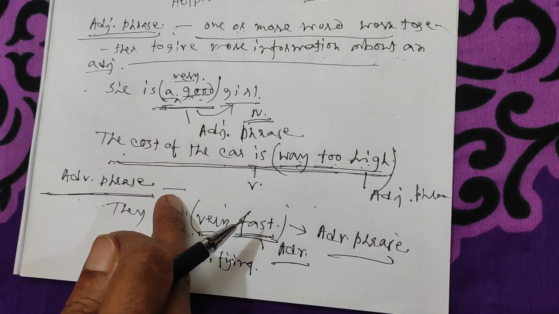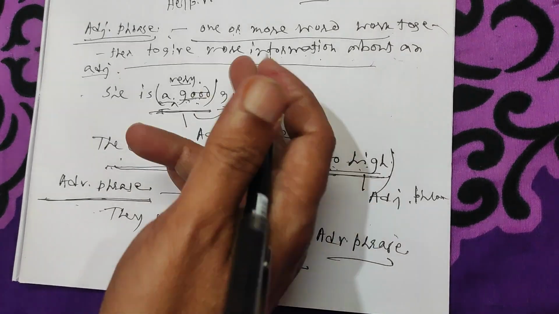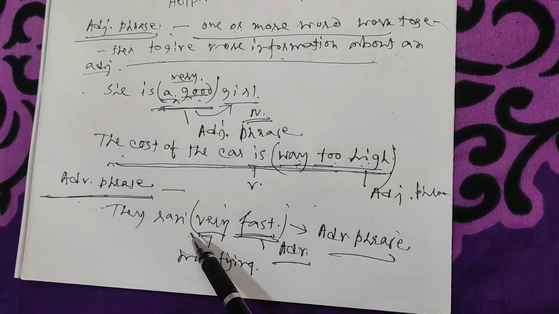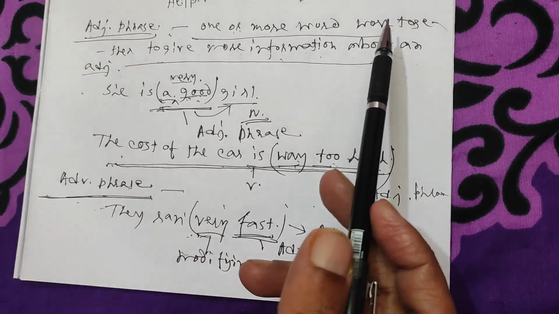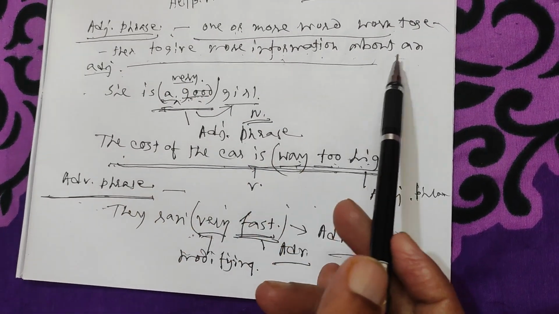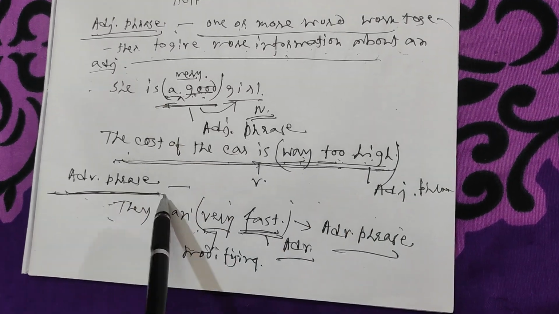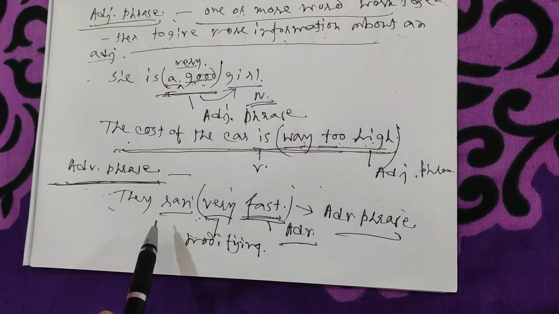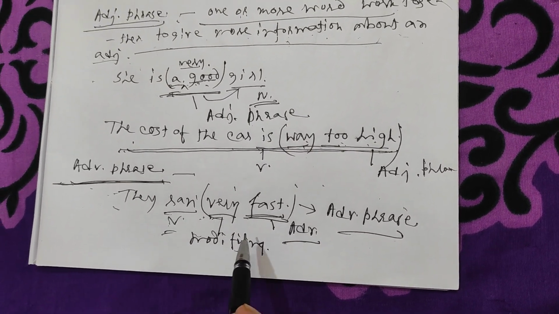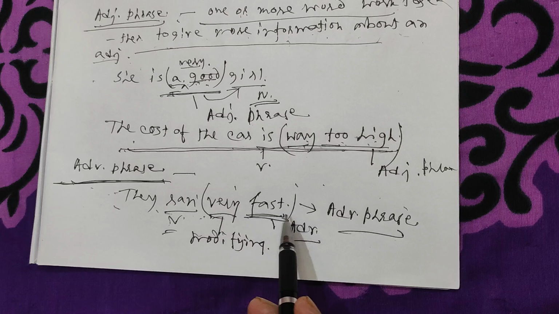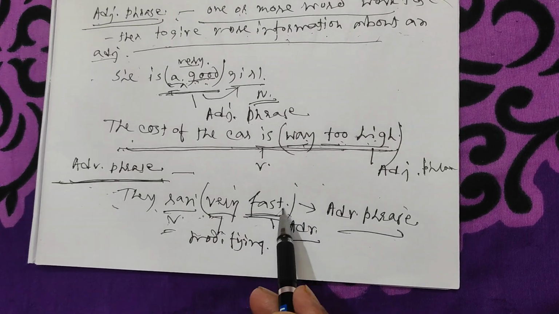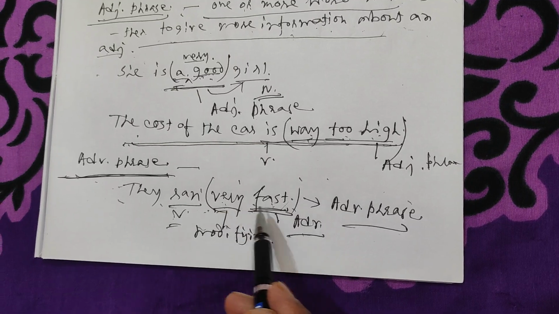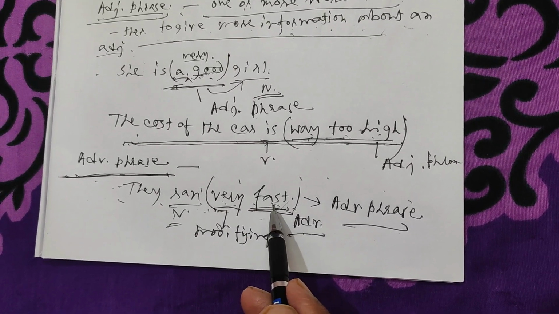আমি এখানে ডেফিনেশনটা লিখলাম না, similar same definition, only in place of adjective there will be adverb. One or more words working together to give more information about an adverb is called an adverb phrase. You can see it here very well. Ran is a verb. How did they run? They ran very fast. And this is an adverb phrase, and this is the adverb, and this is the modifier of that adverb.